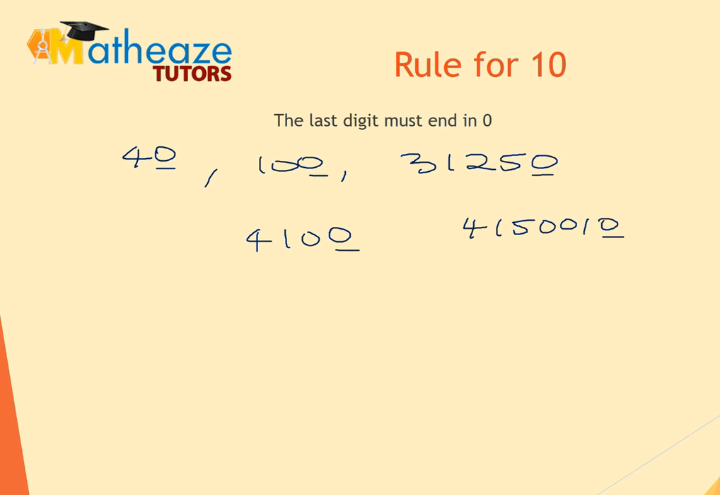So because of this, the number 4,150,010 is going to be divisible by 10.